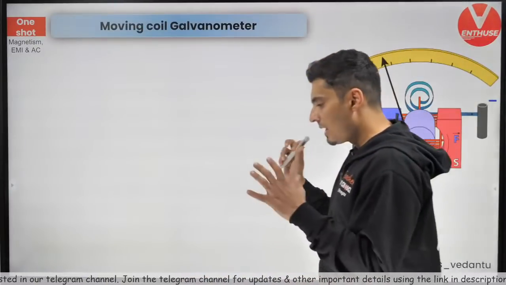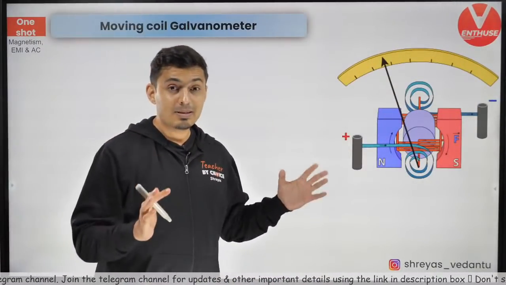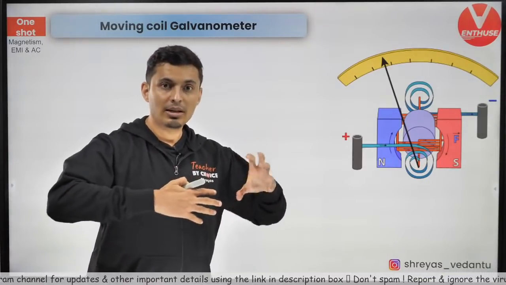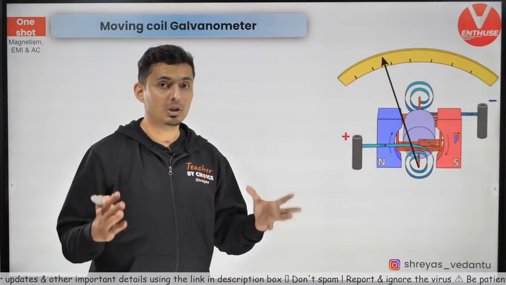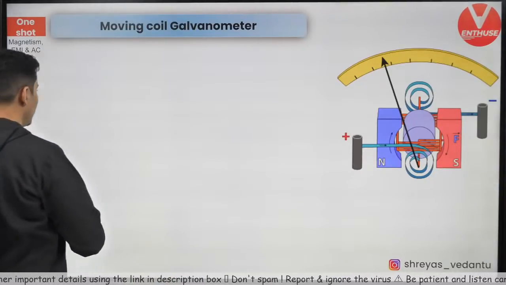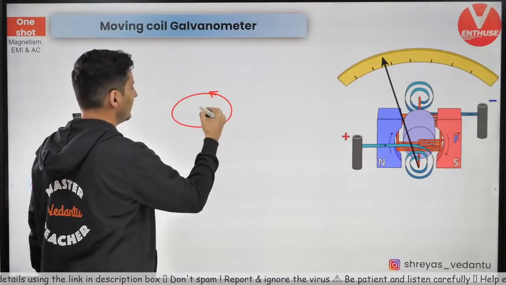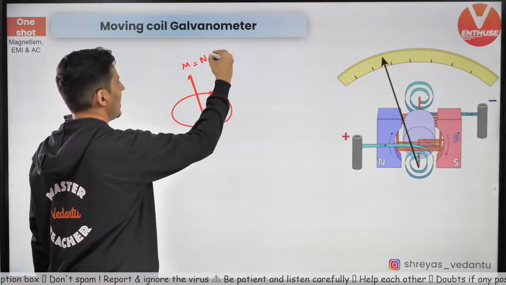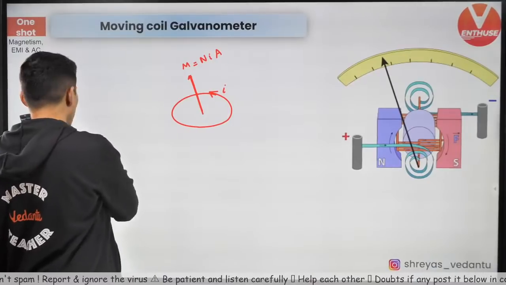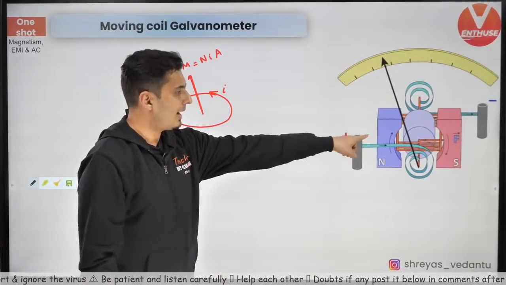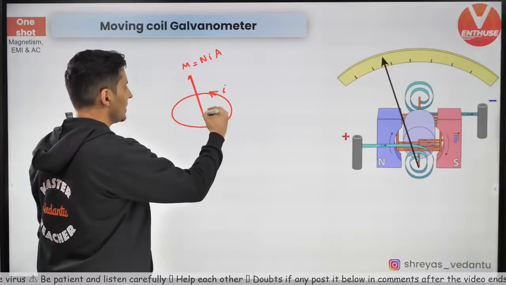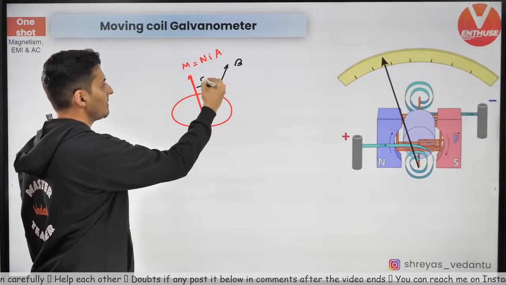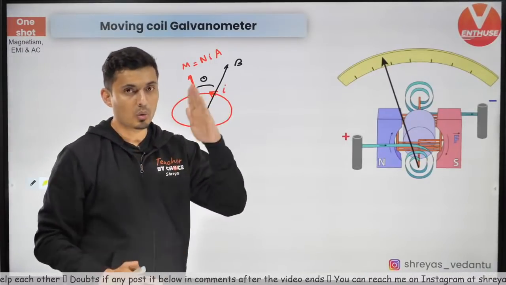Okay. Now, a moving coil galvanometer is basically a device used to measure current. You pass current, it deflects, and the deflection happens because of the torque. Imagine you have a coil which carries current, and that's why it has some magnetic dipole moment, which is NIA, and you place this coil between 2 magnets that you see over here. So there is a magnetic field. That's why there will be a torque. You can see M and B are making some angle, so there will be a torque to rotate it.